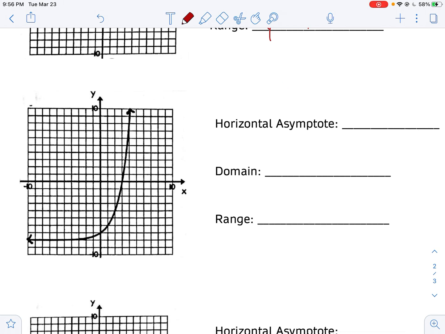Okay, we're going to start with the horizontal asymptote. So again, we're looking where it flatlines. It starts to flatline around right here. So our horizontal asymptote would be this line right there. So that would be -8. So our horizontal asymptote is y equals -8. The domain, again, it has arrows, which means it's all real numbers.